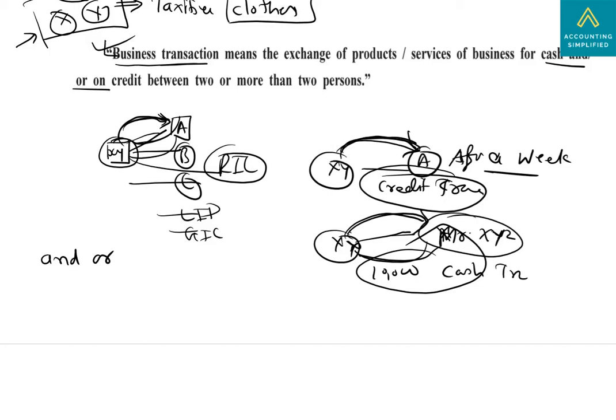So let's understand. Let's first understand 'or'. This is credit transactions and this is cash transactions. So either it can be a credit transaction or it can be a cash transaction. So that is 'or', you learned 'or'. Now what is 'and'?